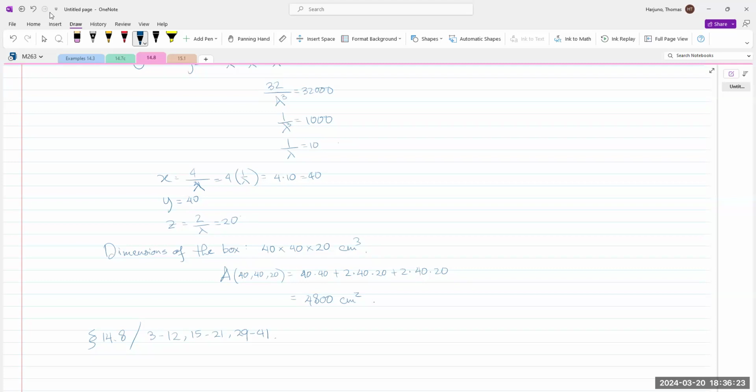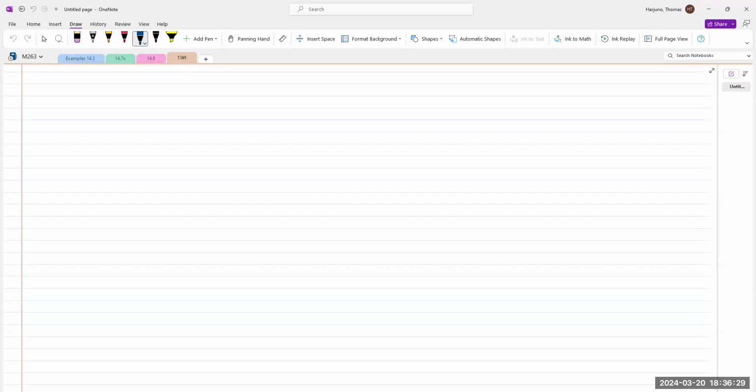Let me go on to 15.1. Now, 15.1 is actually a very short section. It can be very long, but I'm not going to do too much numerical computation. So chapter 15. Chapter 15 is on multiple integrals. Yeah, we get a lot more complicated now. The good news is this section 15.1 is not complicated at all.